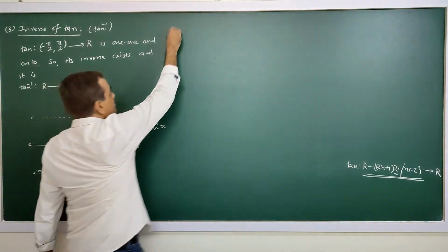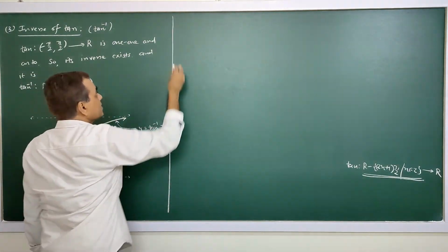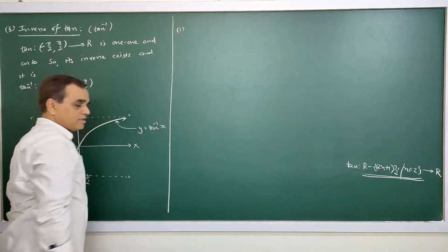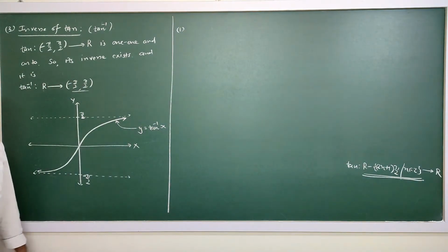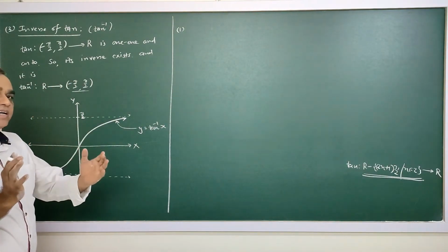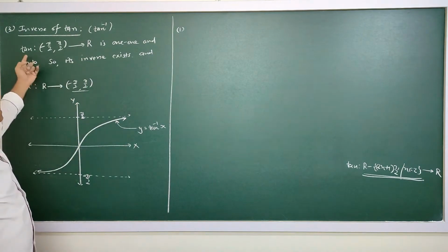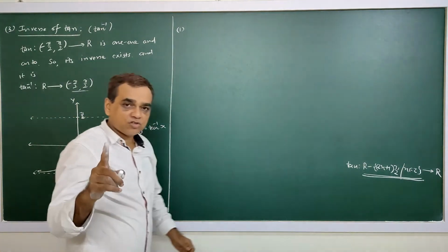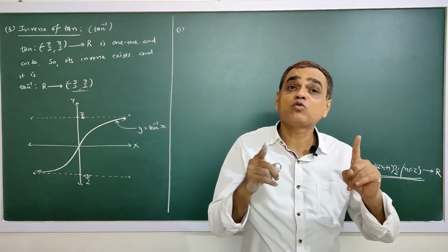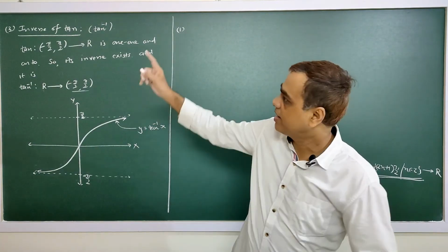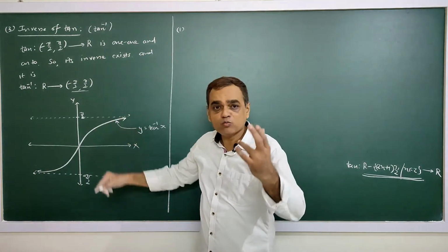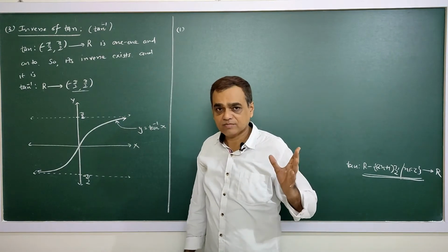Now properties. First property, see, there is a similarity in domain of sine and domain of tan. Domain of sine was closed interval minus pi by 2 to pi by 2, and here open interval minus pi by 2 to pi by 2. That is only the difference.